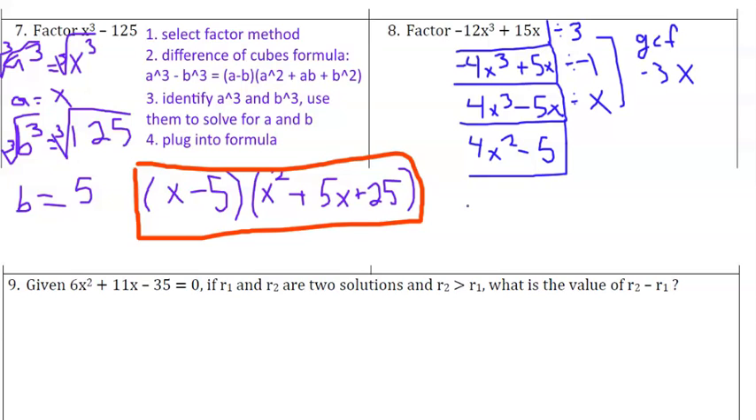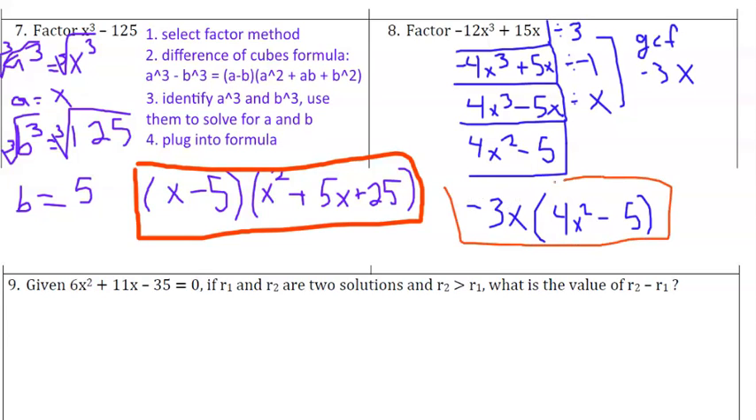So your factored form would be negative 3x times 4x squared minus 5. And we can't factor this any further to get rational factors, so this would be it.